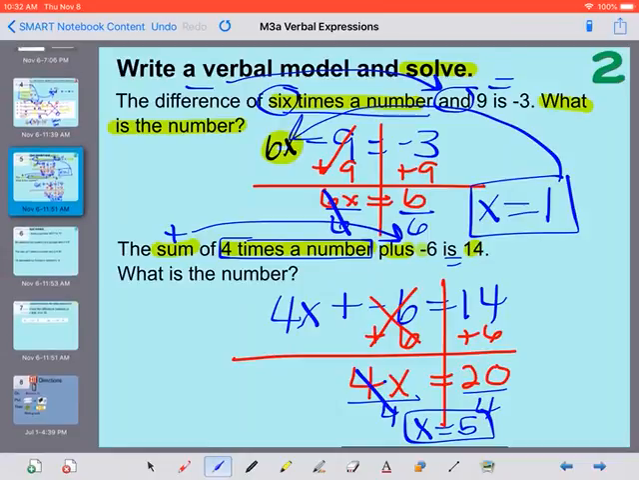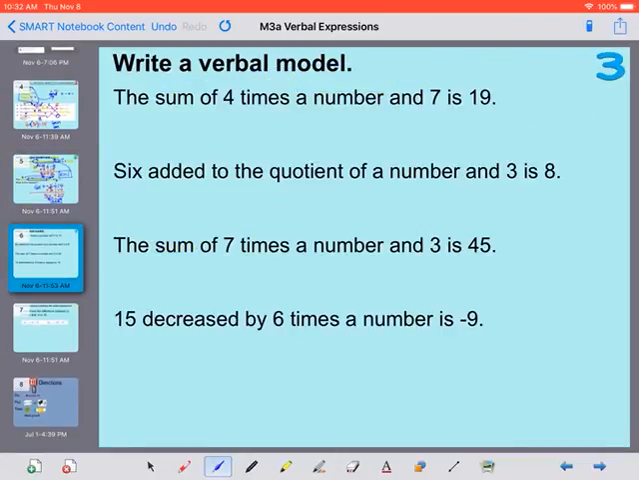All right, let's flip over to the back side and try a couple more. This one, it just says to write a verbal model. We don't have to solve it. Don't solve. Oops, that's a T.